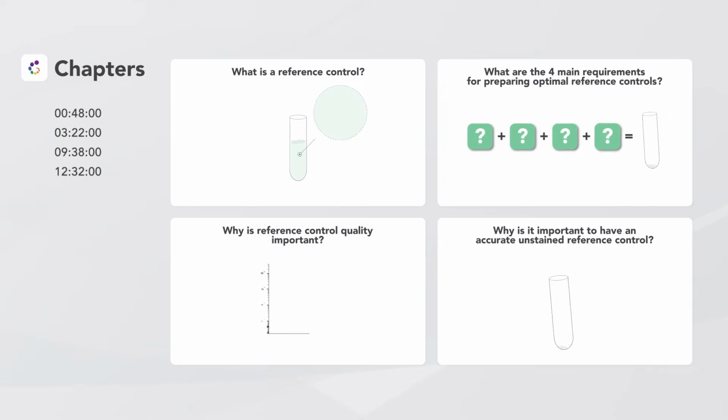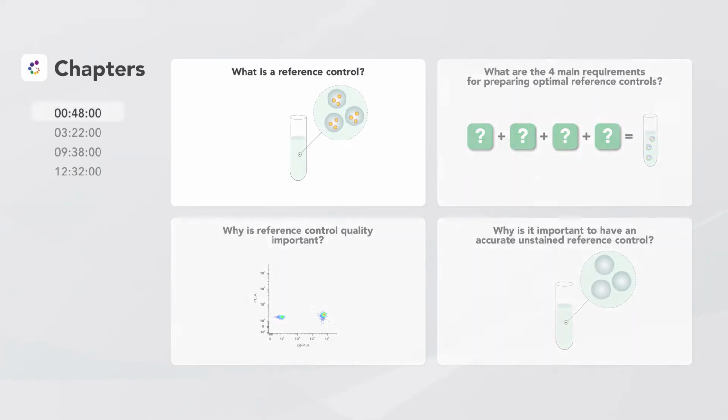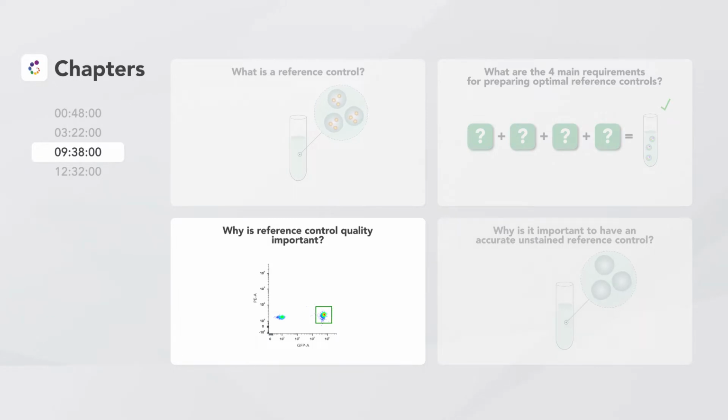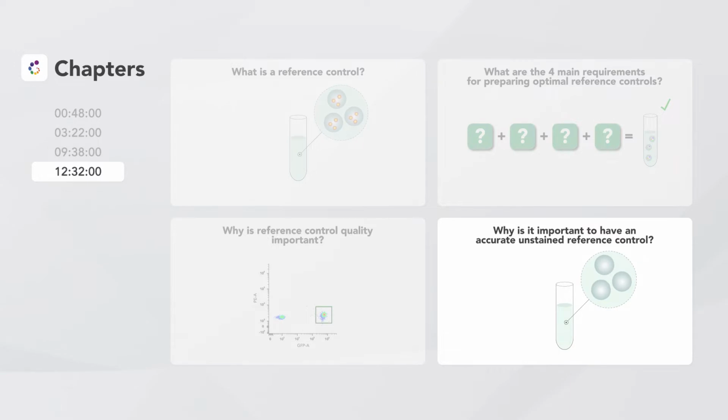By the end of today's video, you'll be able to answer the following questions. What is a reference control? What are the four main requirements for preparing optimal reference controls? Why is reference control quality important? Why is it important to have an accurate, unstained reference control?